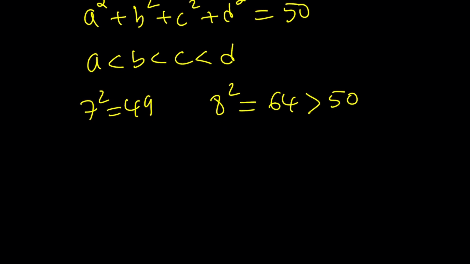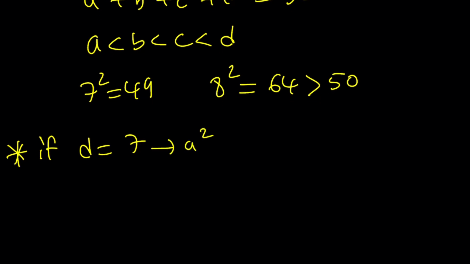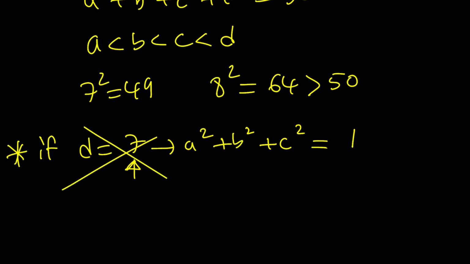So if D is 7, that's the first case, then we get A squared plus B squared plus C squared equals, if you subtract 49 from 50, you get 1. No way, right? Come on. The smallest digit A can be is 1, and 1 squared, then there's nothing left for B and C. This is not going to work, right? So D equals 7 is not going to work. Forget about it. Let's go ahead and look at the next case.